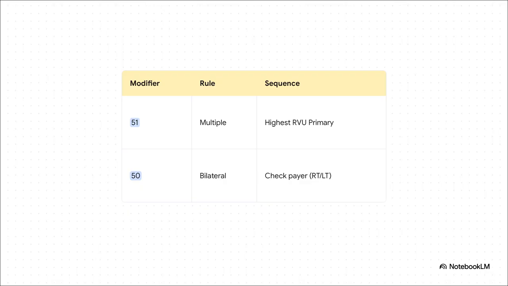For Modifier 51, you've got a golden rule. Always sequence the procedure with the highest relative value unit, meaning the most complex, highest paying procedure, as your primary code, completely modifier-free. But for Modifier 50, you really have to watch out. You've got to double-check your payer-specific rules. Why? Because while some payers demand Modifier 50 for bilateral work, others actually prefer you to bill using the RT and LT anatomical modifiers instead.